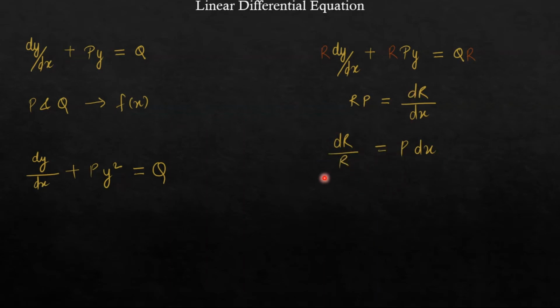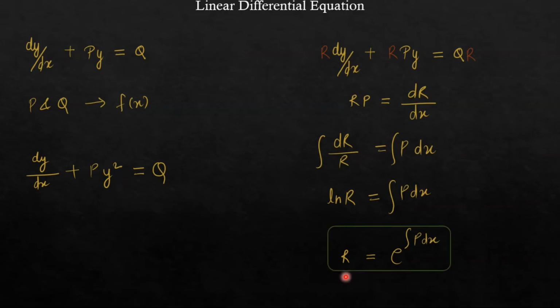Now integrate both the sides. Now the integration of 1 by r is ln r, which is equals to integral of p into dx. Why am I not writing p into x? Because p itself is a function of x, due to which r will be equal to e raised to the power integral p into dx. Okay, that is the property of log. If you remove log, it will become e raised to the power integral p dx. Okay, so this is called the integrating factor. So this r is known as integrating factor. Okay, commonly we say IF.